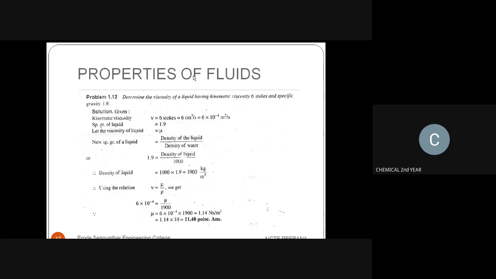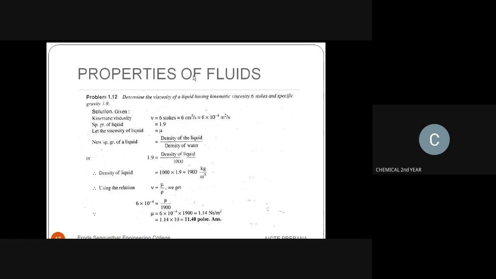So specific gravity of the liquid is equal to density of the liquid by density of the water. So what is the specific gravity of the liquid? They are given 1.9. So 1.9 is equal to density of the liquid divided by density of water. Density of water is 1000. Okay. So from that you can calculate the density of the liquid. So density of the liquid is equal to 1.9 into 1000. So you will be getting 1900 kg per meter cube.